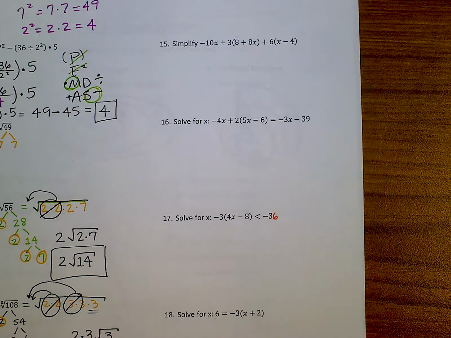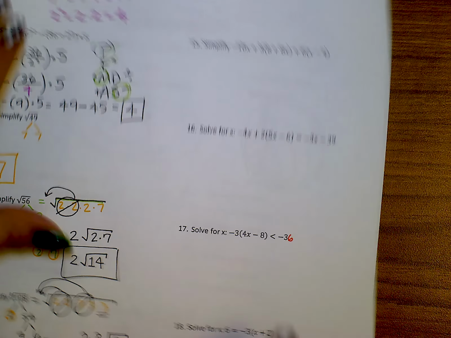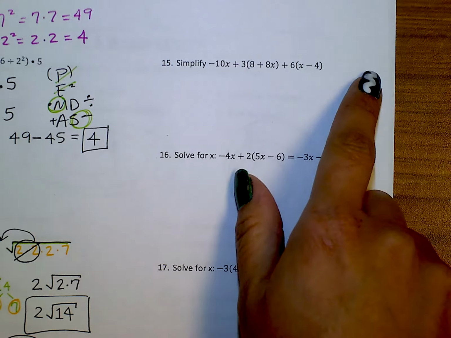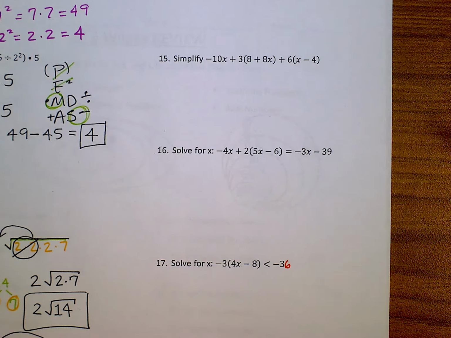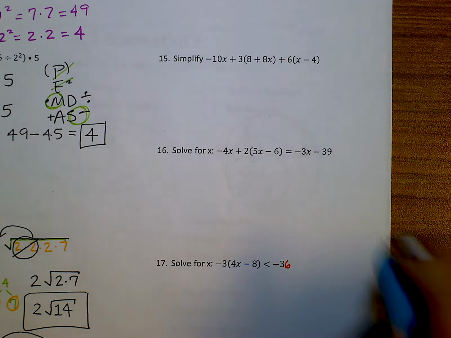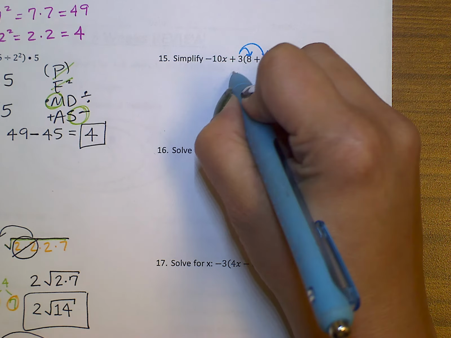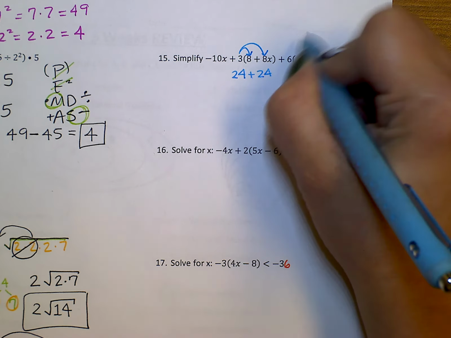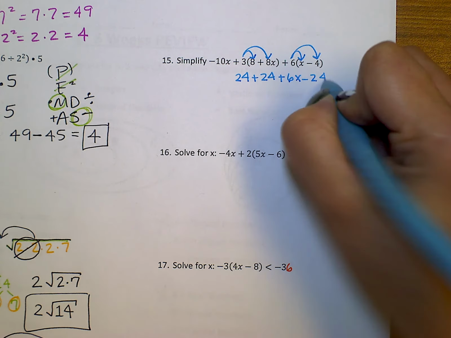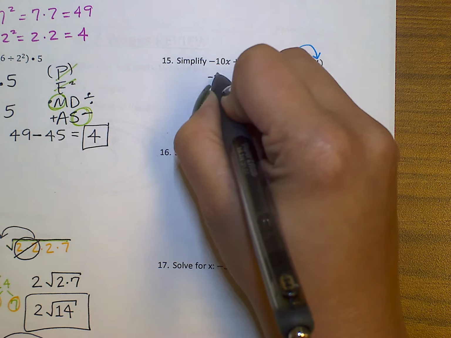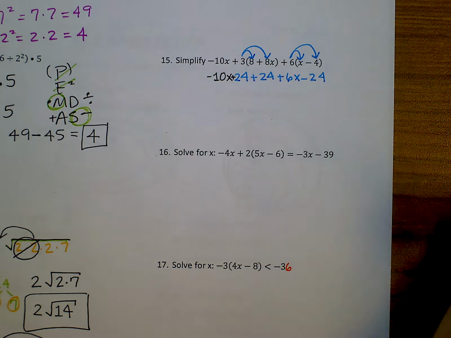Simplify. I gave you another expression. Actually, I gave you something like that up on the first page on number 4. Same thing. I'm asking you to simplify, not solve, my dear. So let's go ahead and start simplifying. I have negative 10x plus 3 groups of 8 plus 8x plus 6 groups of x minus 4. So step number 1, let's distribute. And don't forget to bring down your negative 10x plus. Next, we would combine like terms.